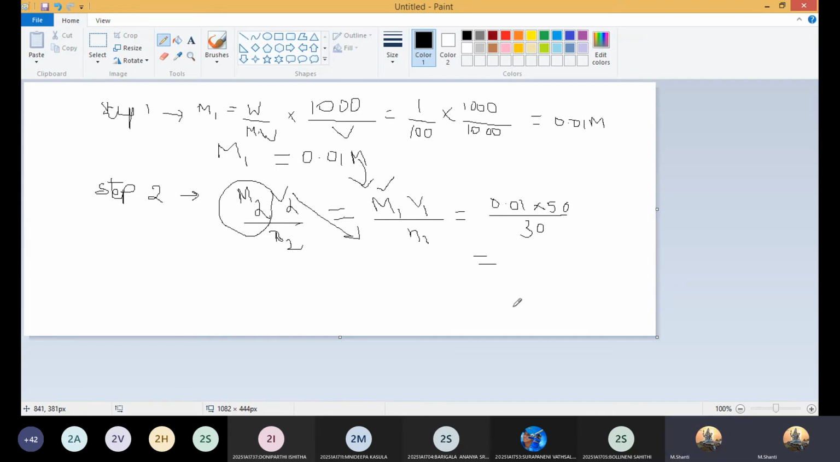So on simplification, what is the value here? 50 ml of the above solution requires 30 ml of EDTA in titration. So that is the 30 ml of EDTA we have substituted. How much is this value on simplification? You calculate and tell me, girls. 0.016. Is everybody getting the same?